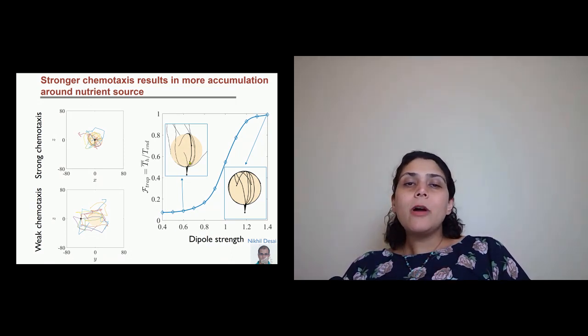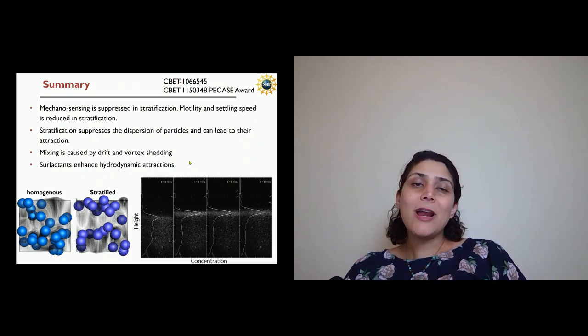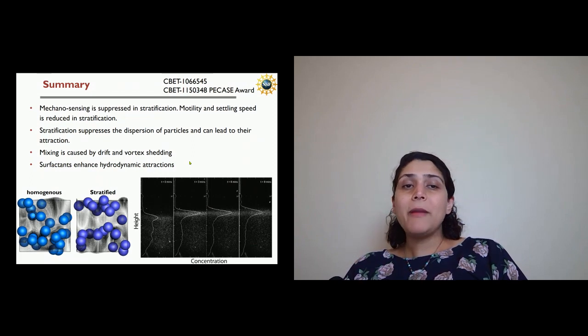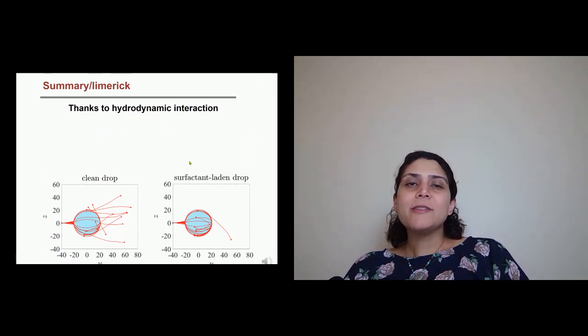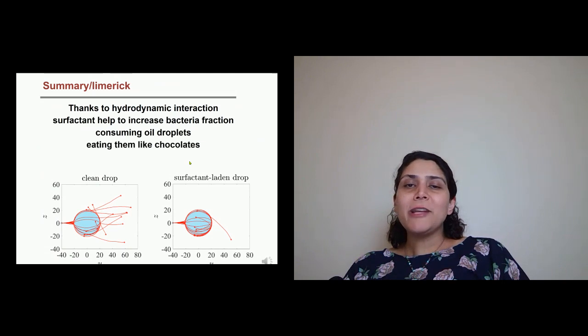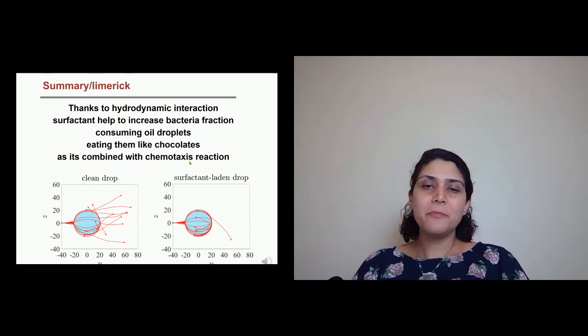So I'm going to summarize the talk. In the first part, I talked about how mechanosensing is suppressed in stratification, how motility and settling dynamics are reduced, how attraction between particles is enhanced, and how mixing can be caused by drift and vortex shedding. And in the second part, I would like to end with a limerick I wrote for it: Thanks to hydrodynamic interaction, surfactants help increase bacteria fraction on consuming oil droplets, eating them like chocolates, as it's combined with chemotaxis reaction. And with that, I'm going to end, and please let me know if you have any questions.